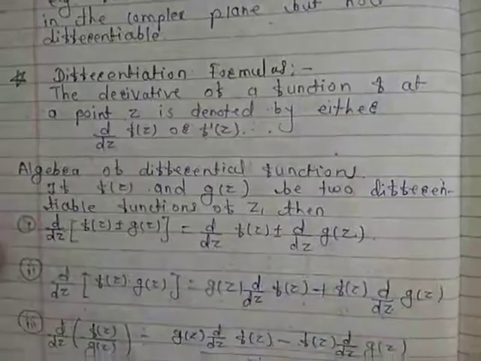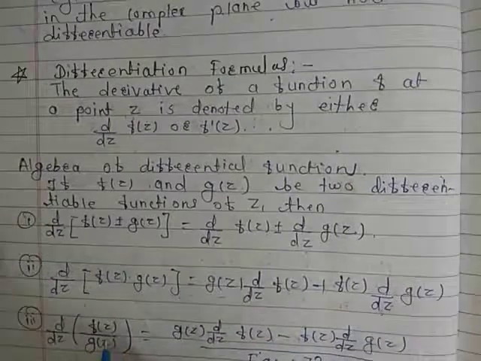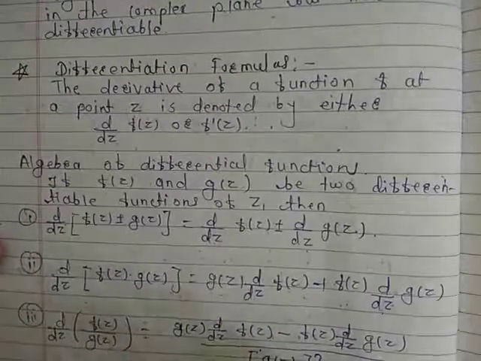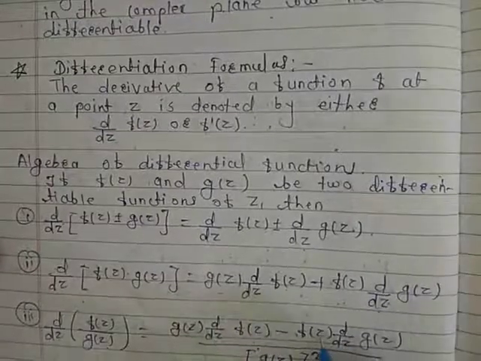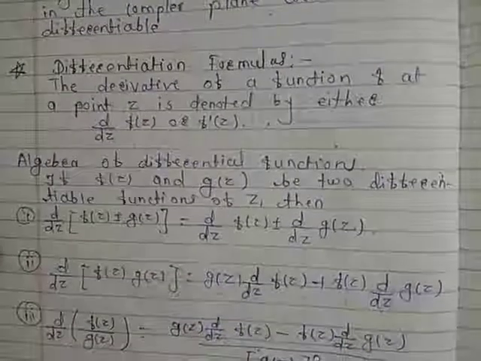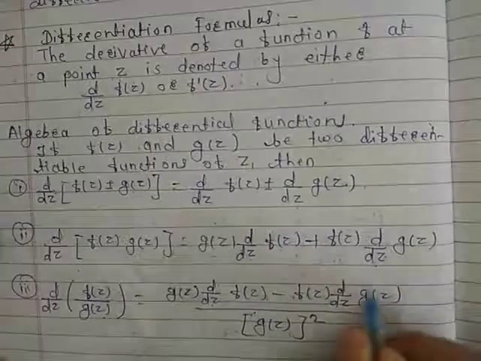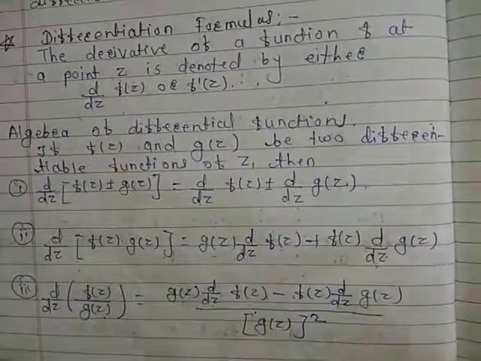And third, d by dz of f of z upon g of z is equal to g of z into d by dz of f of z minus f of z into d by dz of g of z, upon g of z square.